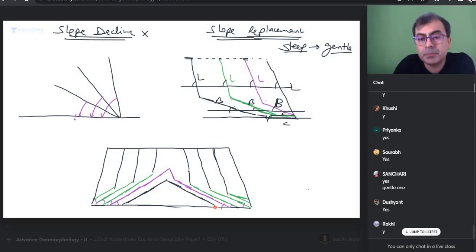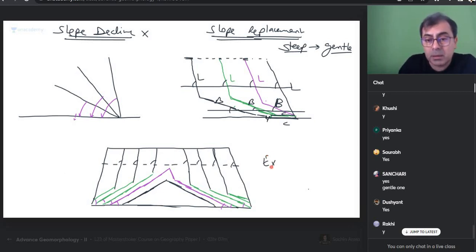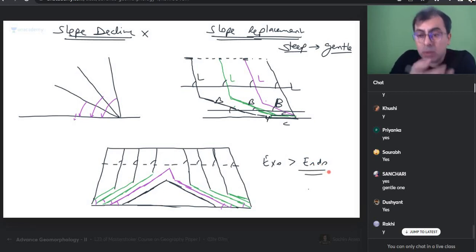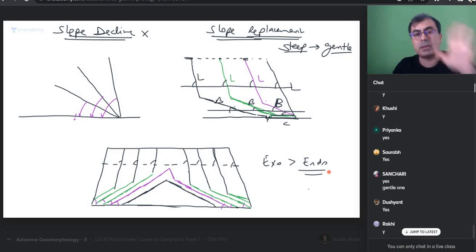With me on this? Steeper slope. This was the steep slope, no? What happened to the steeper slope? It was replaced by gentler ones. He has measured it and he is coming to that. But when will this happen? This will happen when exo is greater than endo. When endo is greater than exo, then uplift will happen. If endo is greater than exo, then what will it create? It will create steep slopes. Remember? Everyone clear till here?